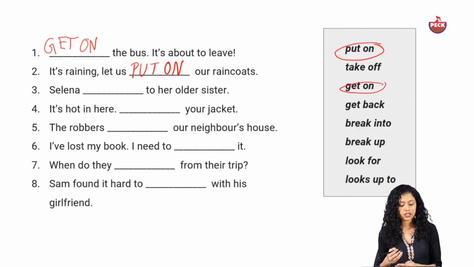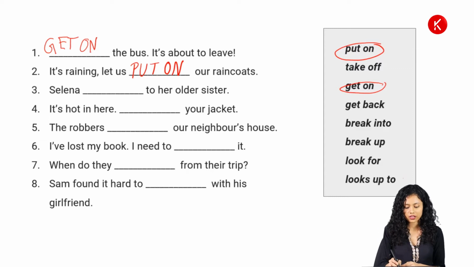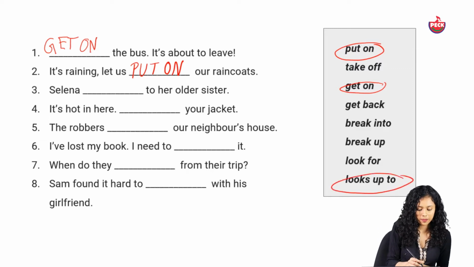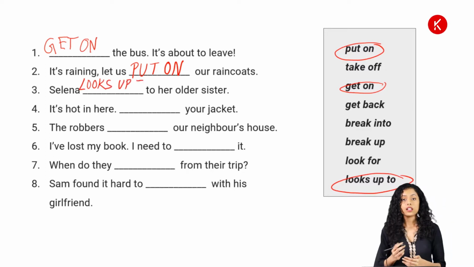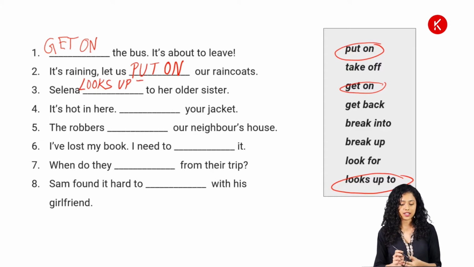Selena blank to her older sister. So we're talking about someone older, and that is someone you respect or admire. So the phrasal verb you would use here is look up to. So Selena looks up to her older sister.